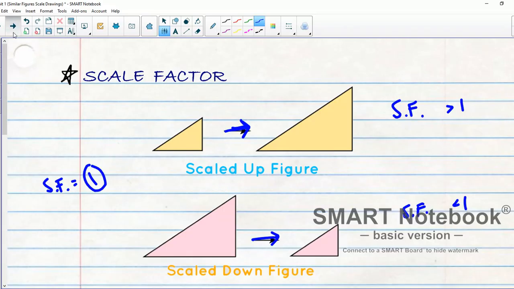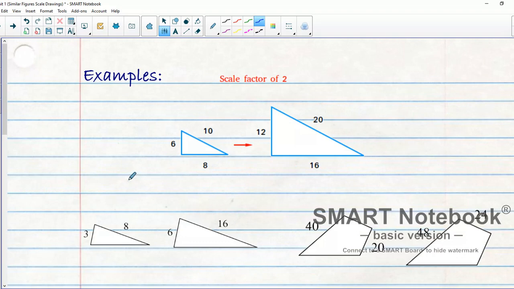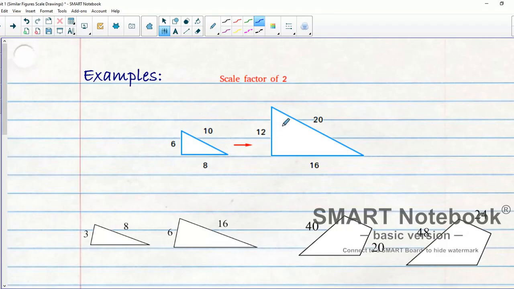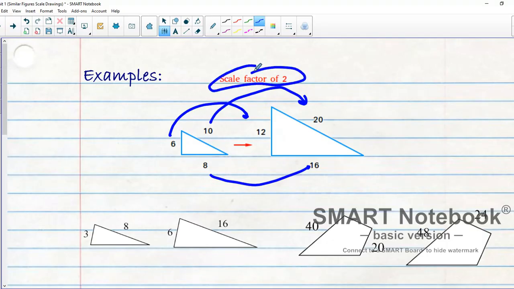All right, moving on. Here I've got 2 examples for you. Let me show you the first one, and I'll let you try the other 2, all right? Here we have a scale factor that went from 10 to 20, 6 to 12, 8 to 16. So, as I stated up here, the scale factor is 2, right? So everything got doubled.